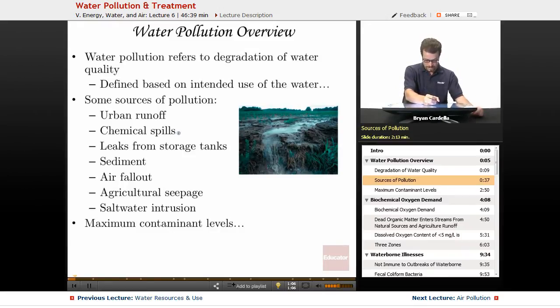Chemical spills. There are accidental chemical spills that happen, mismanagement of waste materials from ships, factories, whatever it might be. That's definitely a source of pollution.